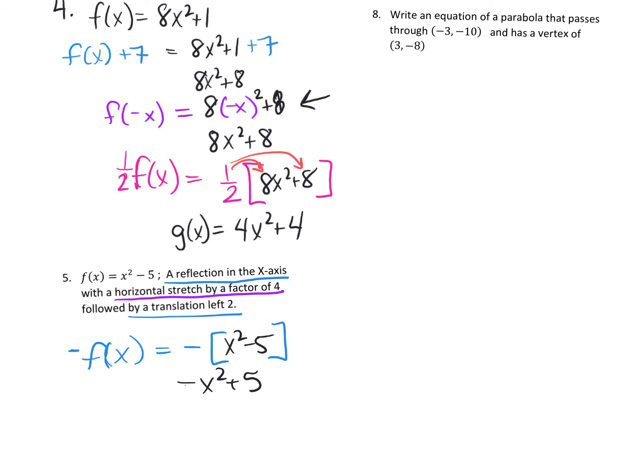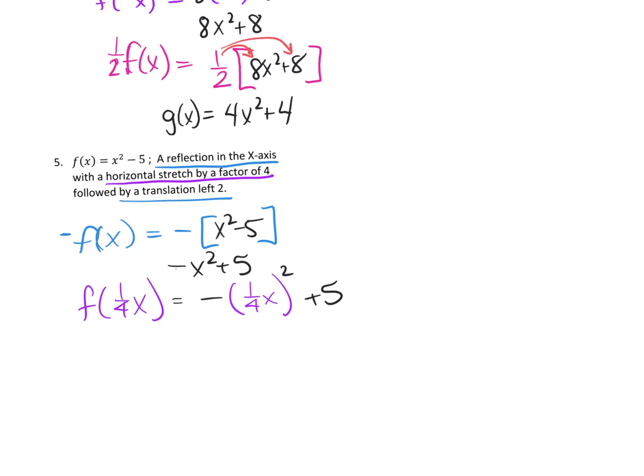Then a horizontal stretch by a factor of 4. Horizontal's inside, reciprocal of the number, so that's f of 1/4 x. So I replace the x with 1/4 x squared plus 5. When I'm squaring a fraction, I square the numerator and I square the denominator. The negative is outside, so it's not getting squared. 1/16 x squared plus 5.